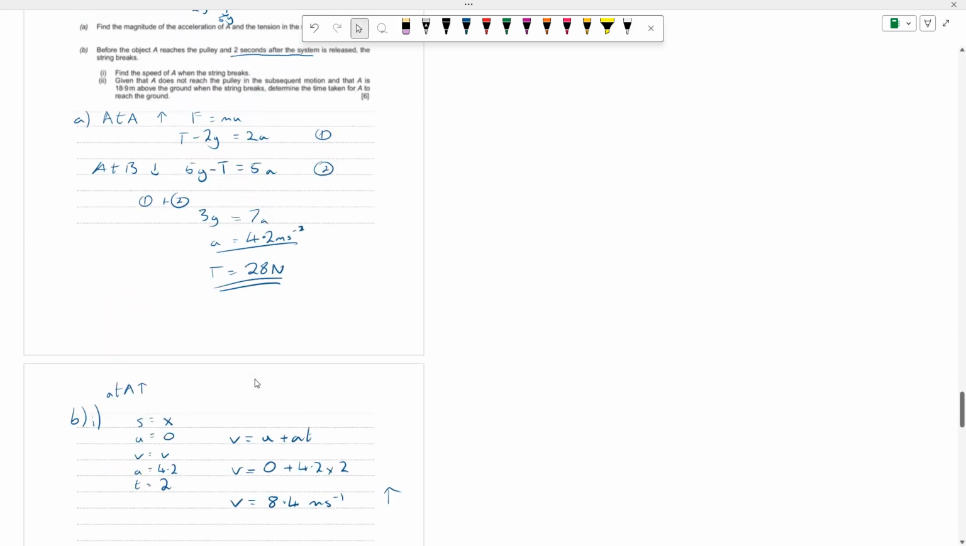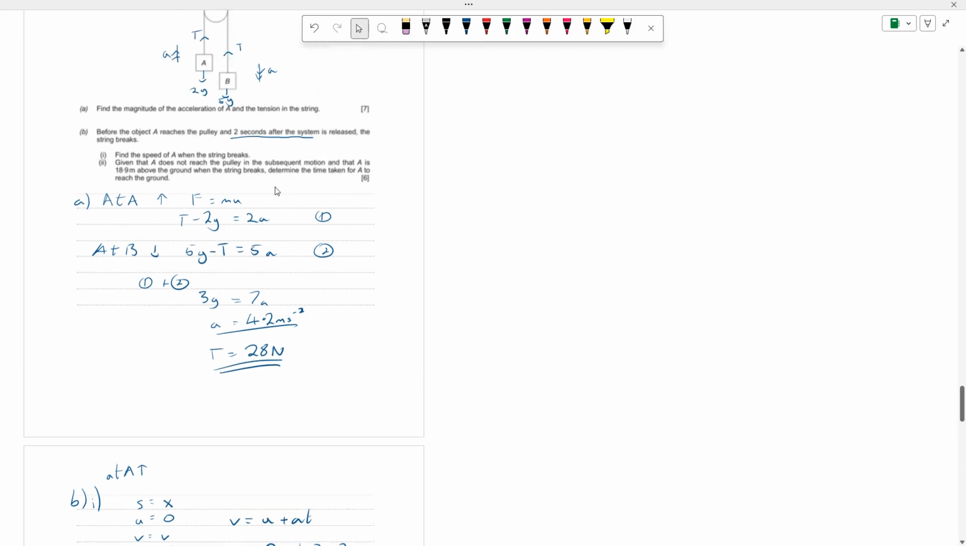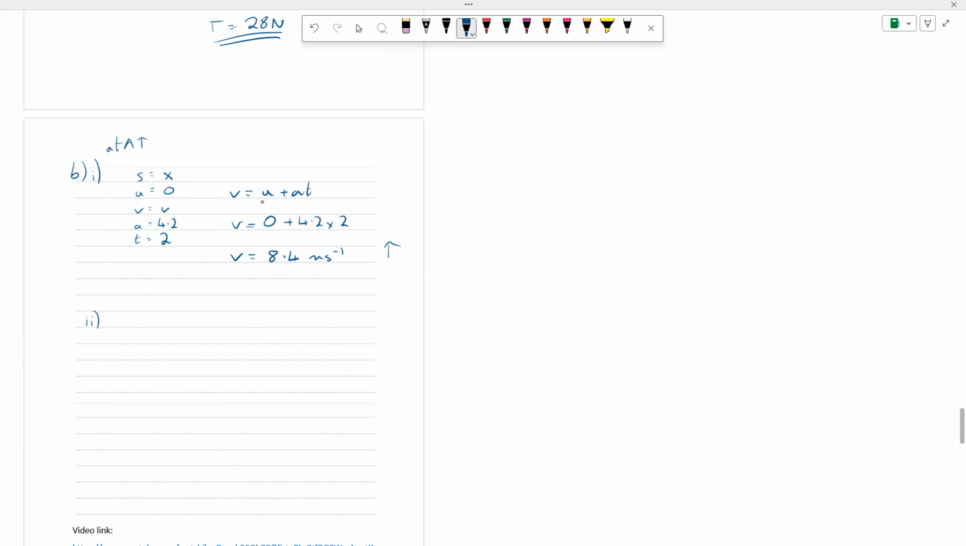Okay, now part 2. Given that A does not reach the pulley in the subsequent motion, and that A is 18.9 meters above the ground when the string breaks, determine the time taken for A to reach the ground. So the string breaks. Here's A, and it's currently moving upwards with a velocity of 8.4 meters a second. The string has broken, so it's not connected to anything now, and it's going to free fall under gravity. So a equals 9.8. It's going to go up a little bit and then drop back down, whereas this distance from the starting point is 18.9 meters.